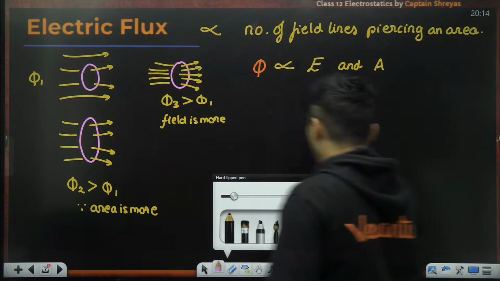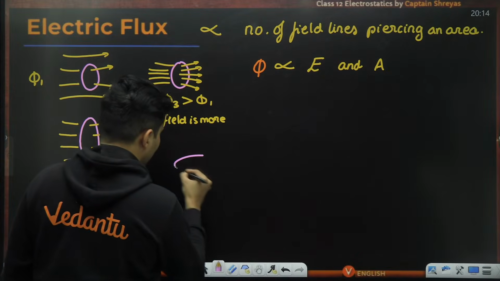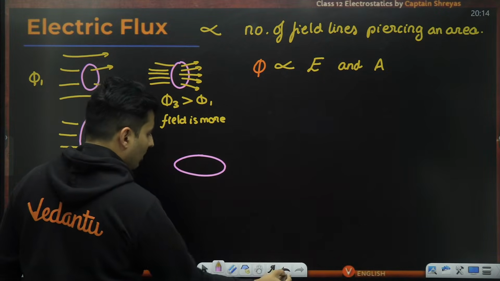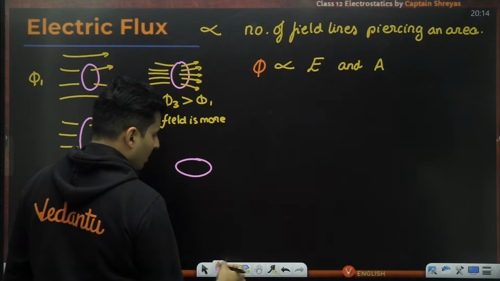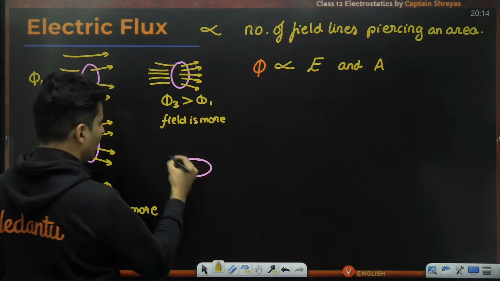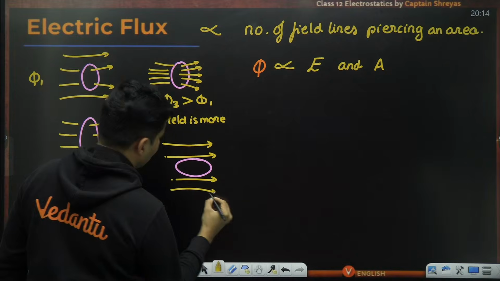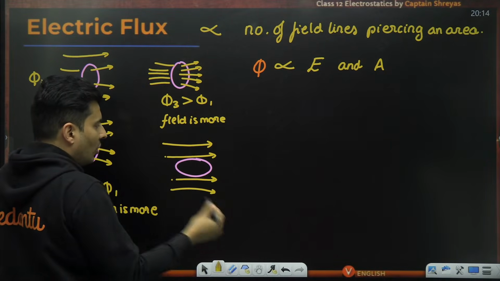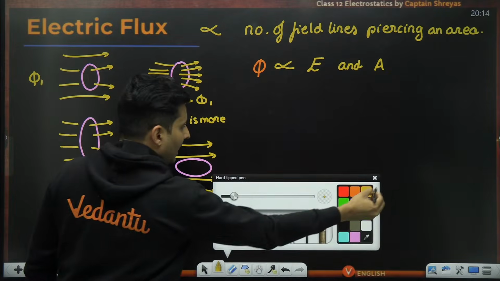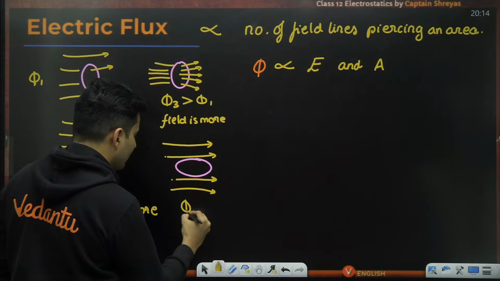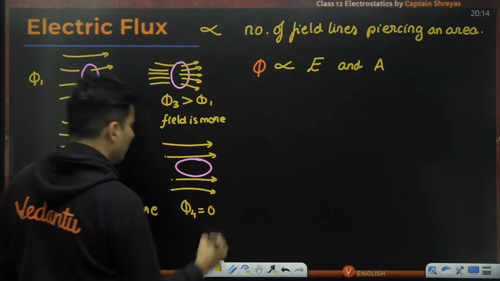So think about it. What if the same area is there, same field is there as before, maybe, but the area is like this? Oh, then nothing pierces through this. And in this scenario, the flux in the fourth scenario will be 0.